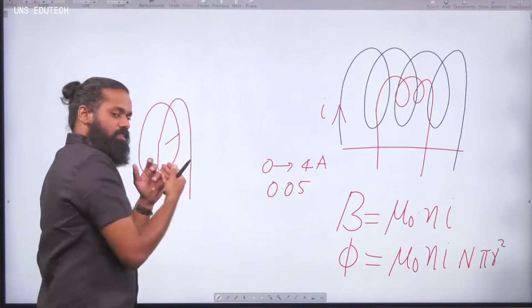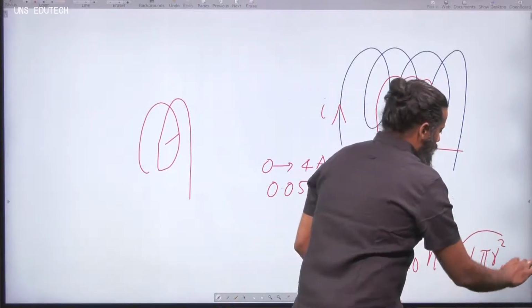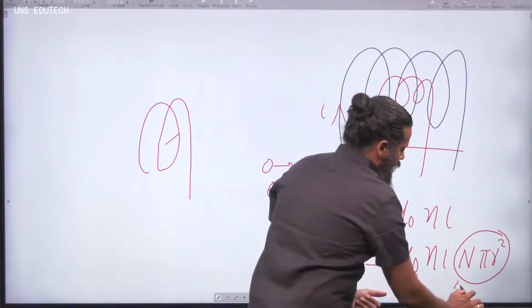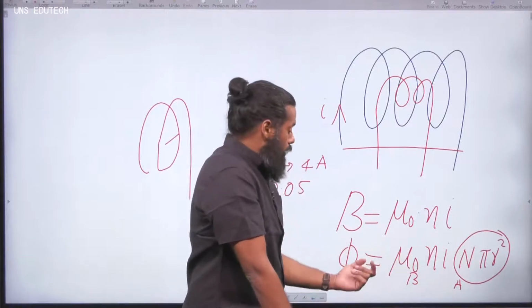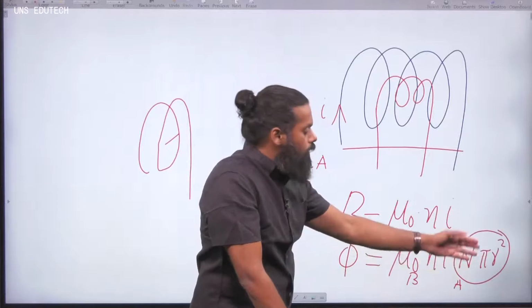If you have n such turns, you have to multiply n into pi r square, this will be the total area. So here this is nothing but B and this is nothing but A. So B into A will give you the quantity phi. Phi is equal to mu 0 Ni into capital N pi r square.